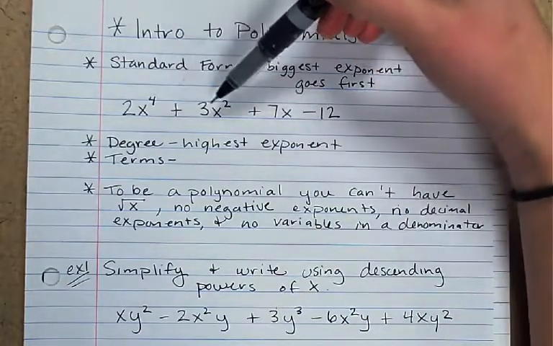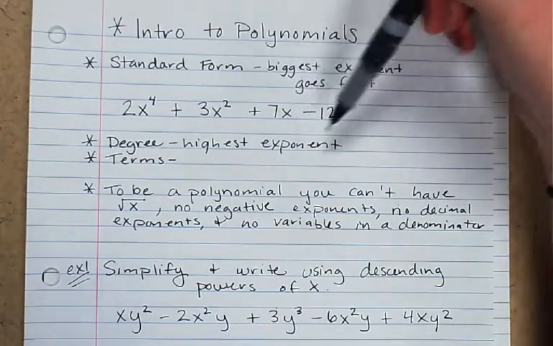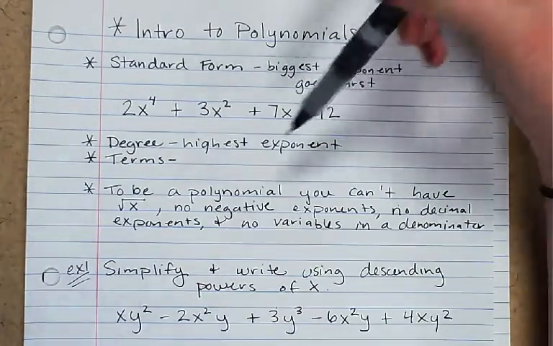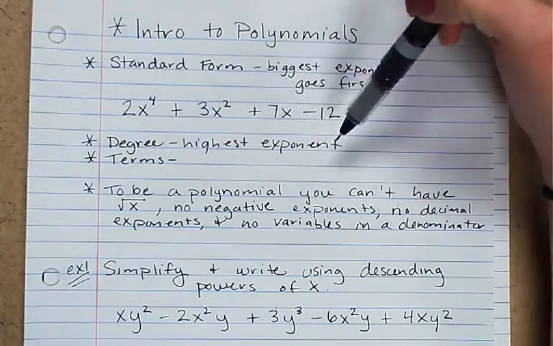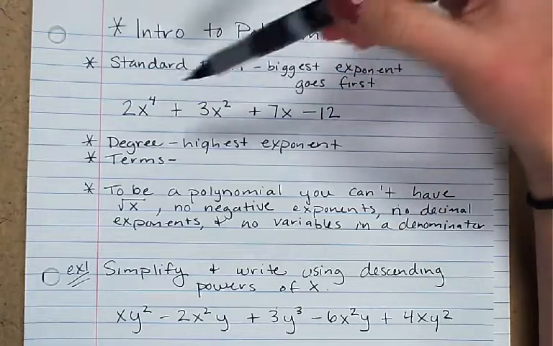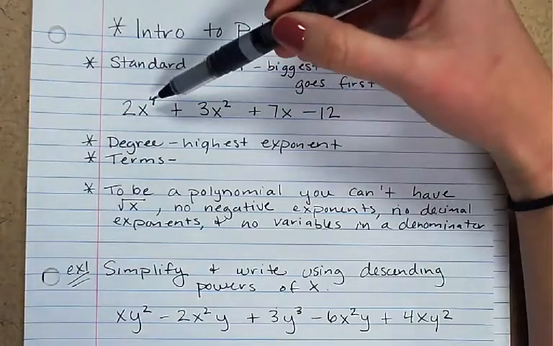So x to the fourth, plain x, no x. So this is a constant if there's no variable on it. When you're talking about your degree, it's just whatever your highest exponent is. So on this one, it would be degree 4, because the biggest exponent we have for the x's is a 4.